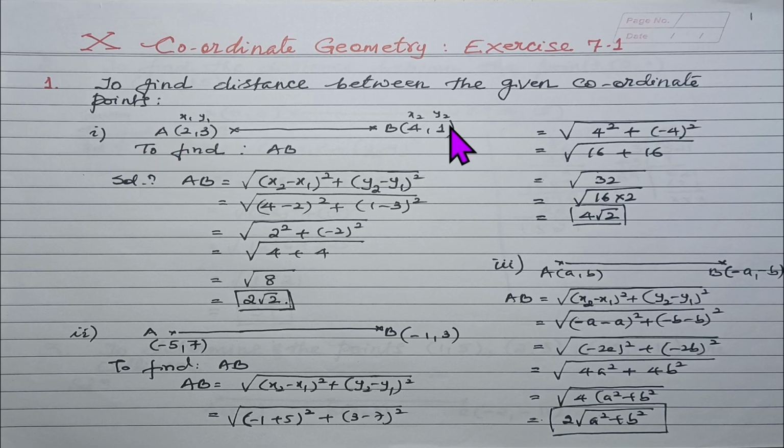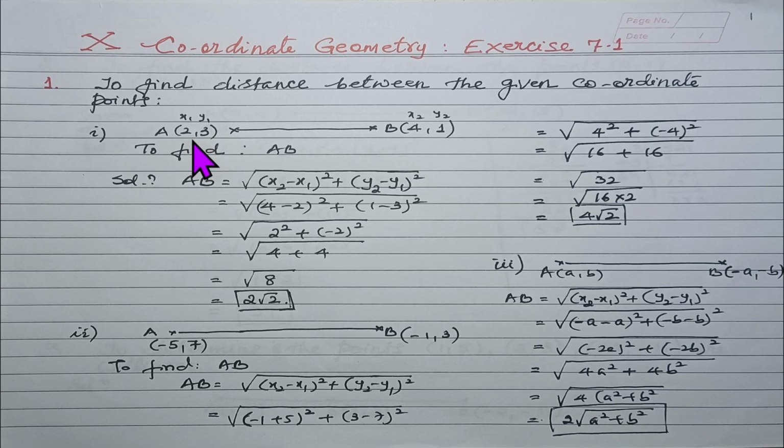We are given two coordinate points A(2,3) and B(4,1), and AB is joined. We have to find the distance AB here. So for that we can use the distance formula. Now we know that AB is equal to, by distance formula, square root of (x2 minus x1) whole squared plus (y2 minus y1) whole squared.